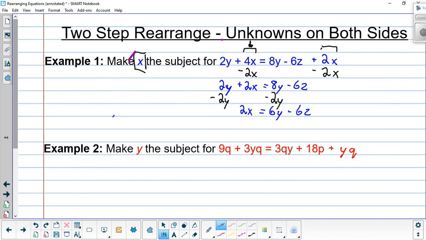Now I have two x's, but I just want one. So how do I get that? I have to divide by 2. So I divide that side by 2. I'll be left with x equals 3 over 2 y minus 3 over 2 z, or you could write it as x equals 3 over 2 y minus z if you want to be fancy.